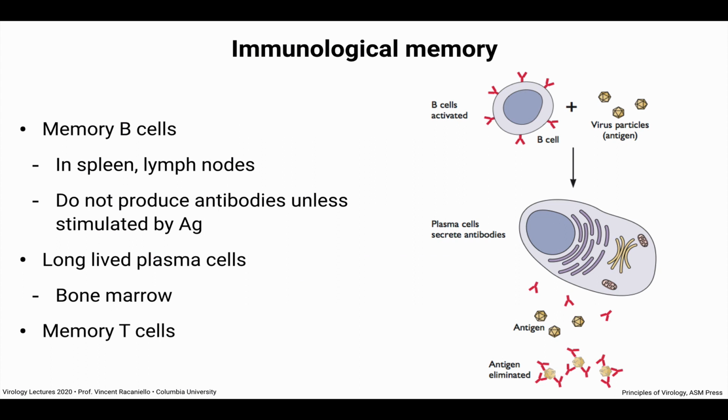So the components of memory are both T and B cells, of course. And remember, B cells were activated by antigen along with helper cells to become plasma cells that secrete a ton of antibody.